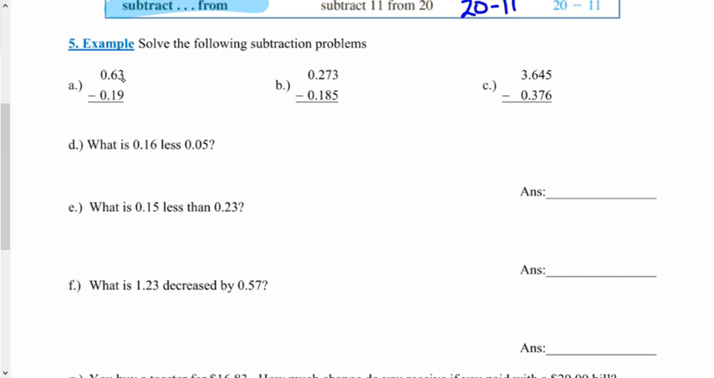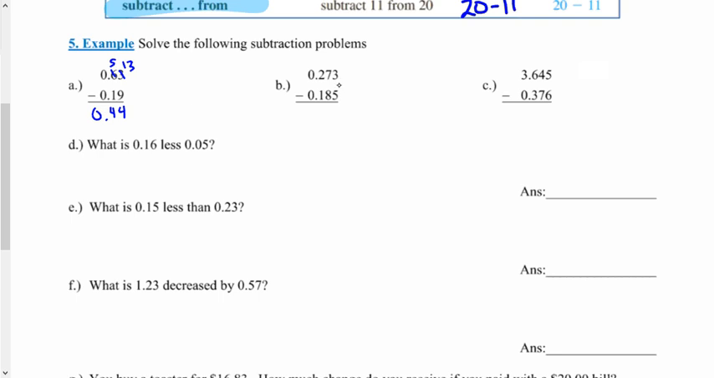I can't take 3 or 9 away from 3, so I've got to come over to this 6, convert it down to 5. And then I add 10 to this. So 10 and 3 makes 13. Right? I converted one of these flats into 10 rods, and I added it to the 3 rods that were already there. That's how I got 13. 5 minus 1 is 4, and now I get 0.44.